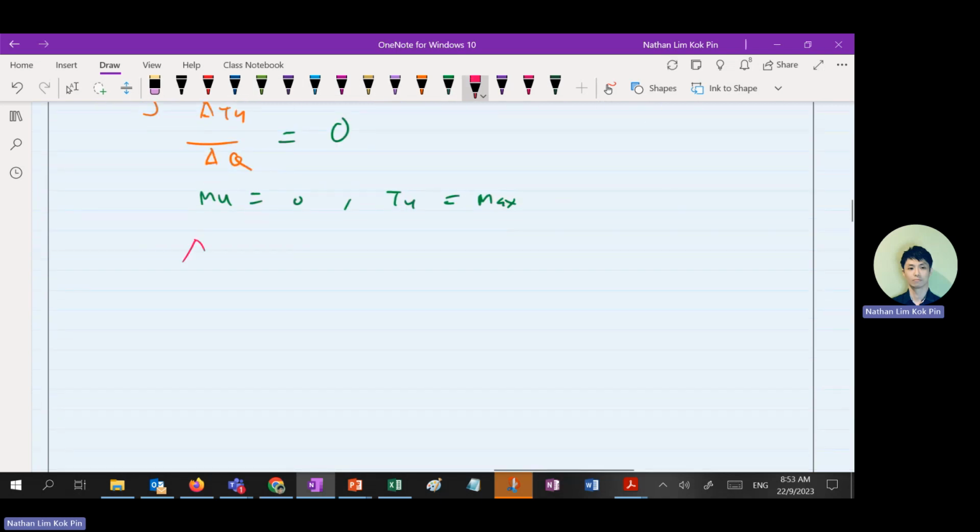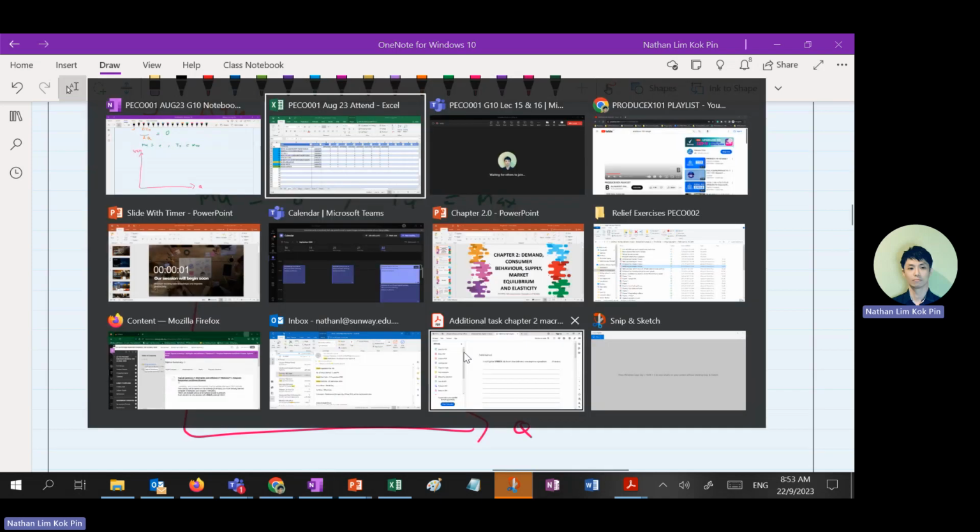So I also asked you to draw another diagram. This diagram is utils. This is Q. Then you must know how to sketch, ladies and gentlemen. You must know how to sketch. Let me show you an example.